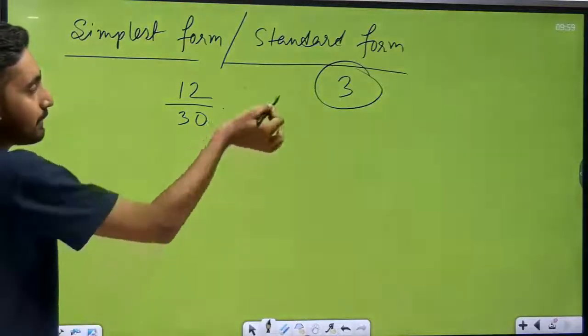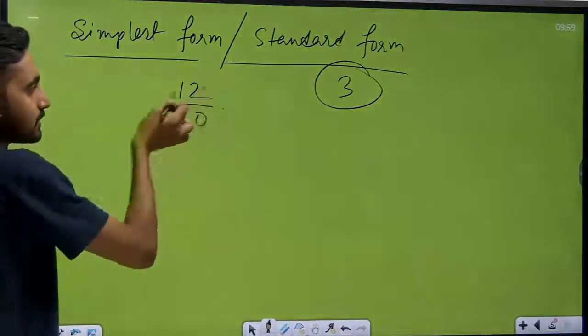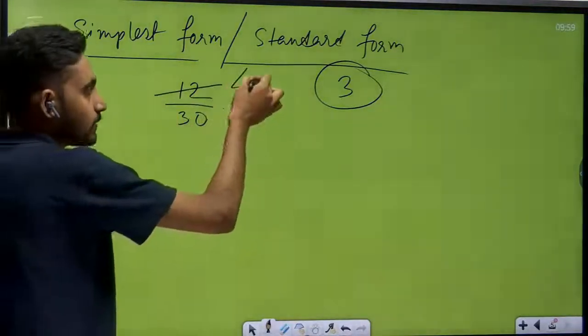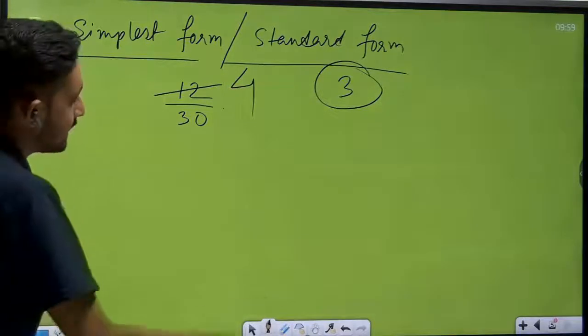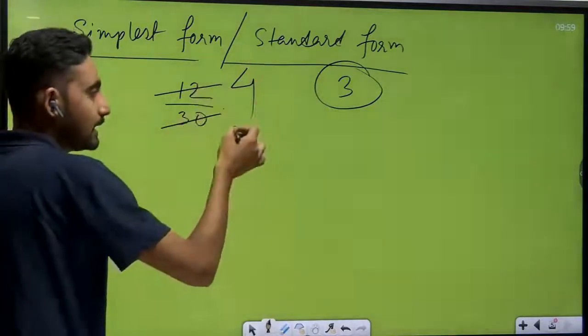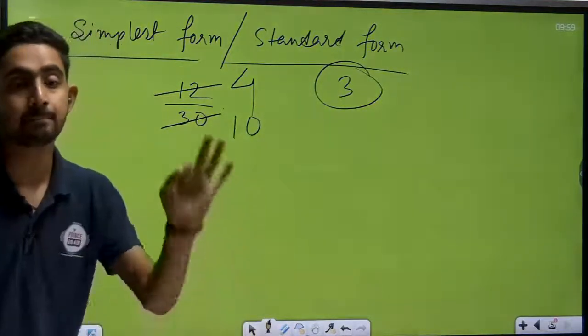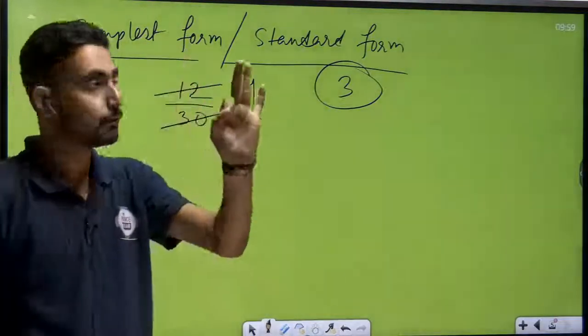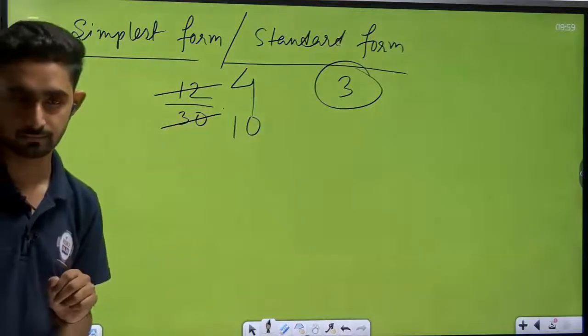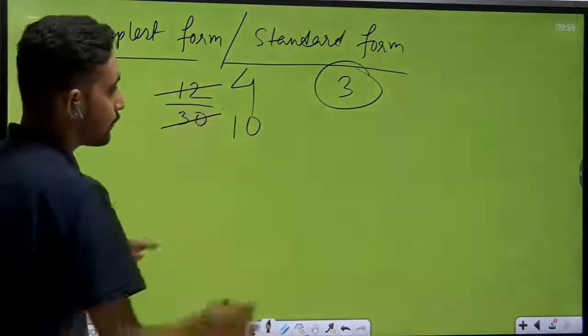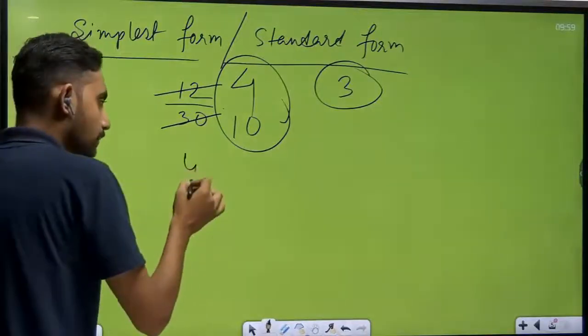Suppose I take 3 as the common factor. So think, in the table of 3, how many times does 12 come? 4 times. So cut like this: 3 times 4 is 12. And here also, 3 how many times? 10 times. So 3 times 10 is 30. That means we can say with the help of 3 we can cancel out. Very important. But 4 upon 10 is not standard form. Write down 4 upon 10 here.